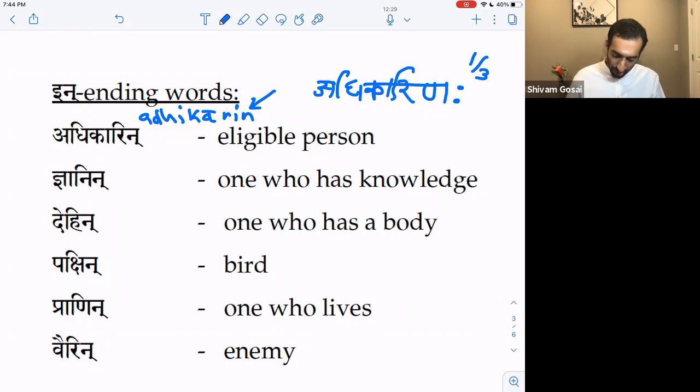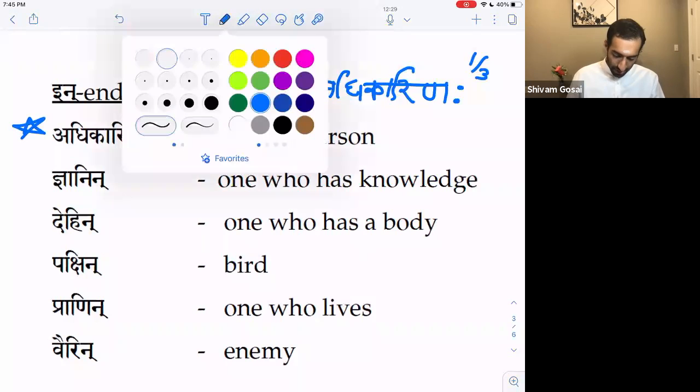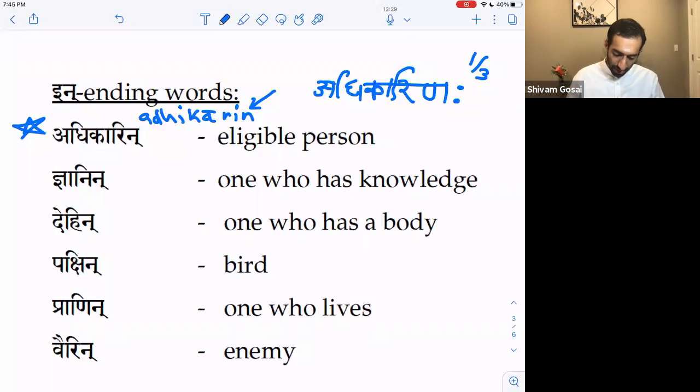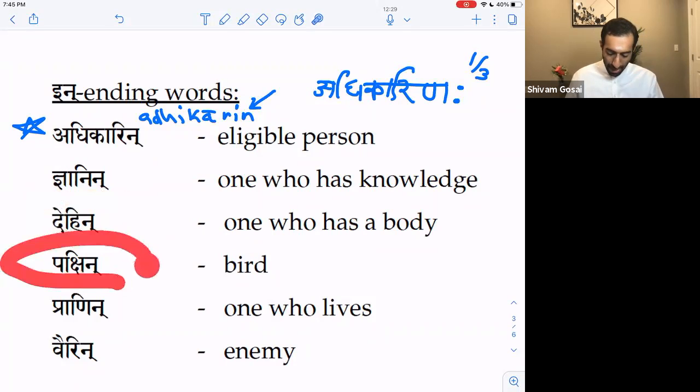Okay, now let's look through our next words. Jnanin, do I see a ra or sha? No. So we don't need to worry about murdhanya sandhi or natva sandhi. Dehin, no, we don't see anything there. You can start in your book as well. Dehin, we don't see anything. Now, pakshin.